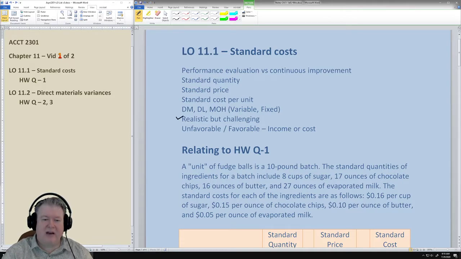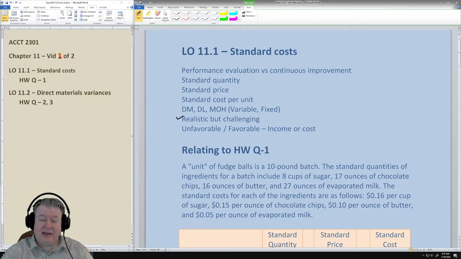Now, I mentioned in the intro that in chapter 10, we looked at costs and variances with regards to performance evaluation. And that's just a natural outcome of how a business works. If you give your managers a budget and you want to evaluate how they perform to the budget, do they perform over or under? So that's one use of budgets and variances.